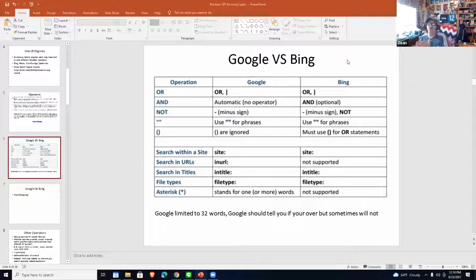The AND in Google is automatic, no operator needed. In Bing, it's optional. In other search engines, you have to have the AND.